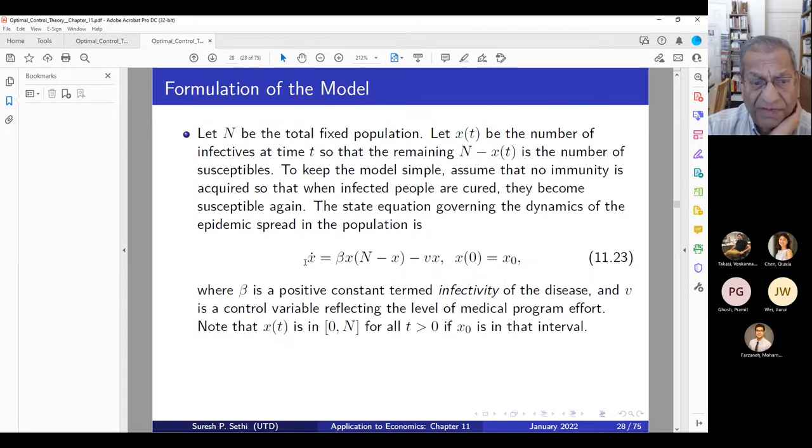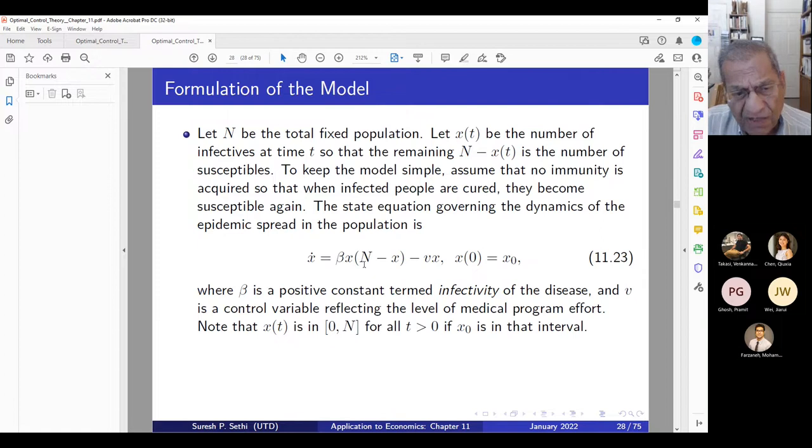x dot is the number of infectives. These x people who are infectives interact with people who are not infected, or susceptible in this case. And so they infect these people, and the rate at which they infect is by some coefficient of infectivity called beta. Remember we talk about transmissibility. The BA.2 is 15% more transmissible than the original BA. The BA was more transmissible than Delta. All that is this beta. That tells you how transmissible this virus is. And it acts on people who are contacting these people. And we are putting some medical program effort that is curing some people at this rate. So v is our control variable.